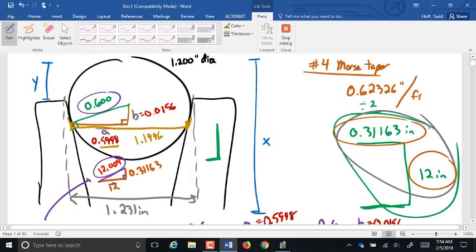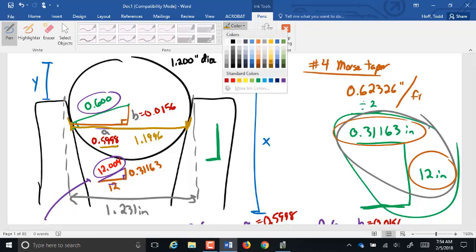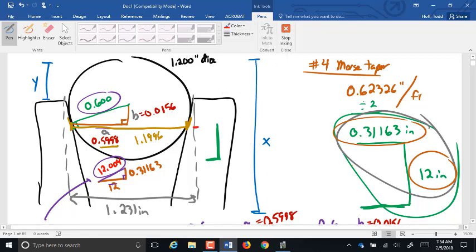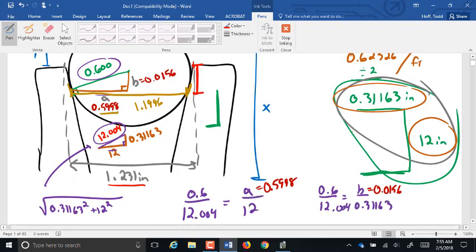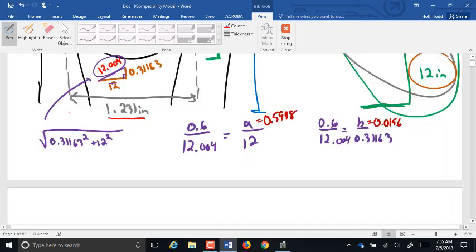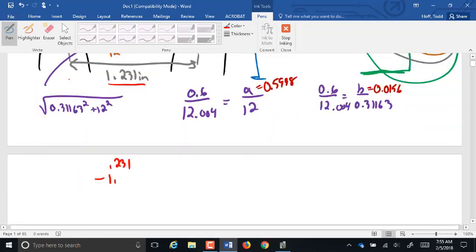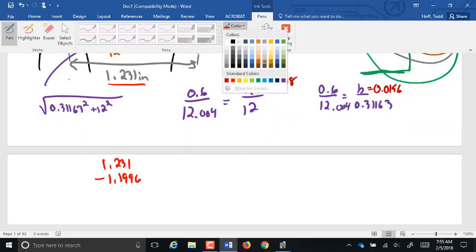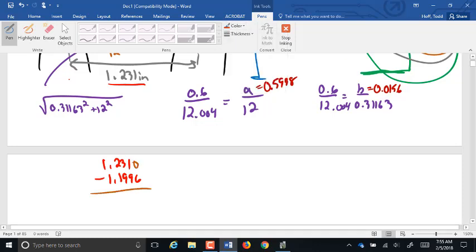So now I can use that along with my Morse taper to find the distance from here to here. How so? Well, the original diameter of the hole is 1.231 minus that point of tangency, 1.1996. So I put in the 0 there, and we subtract.